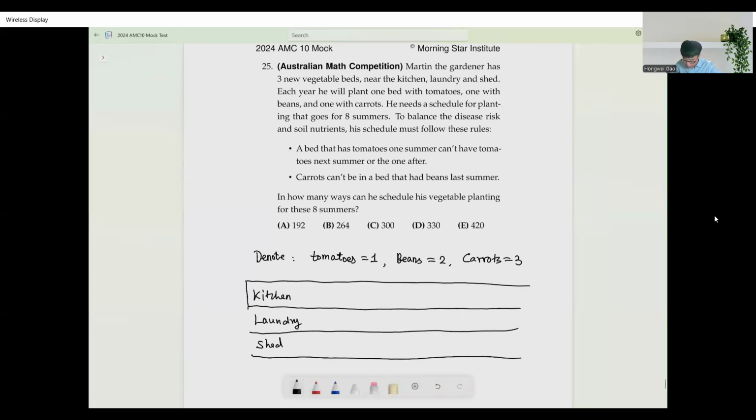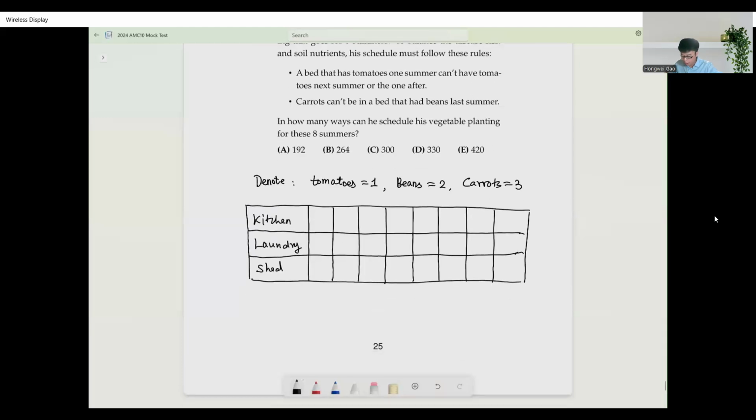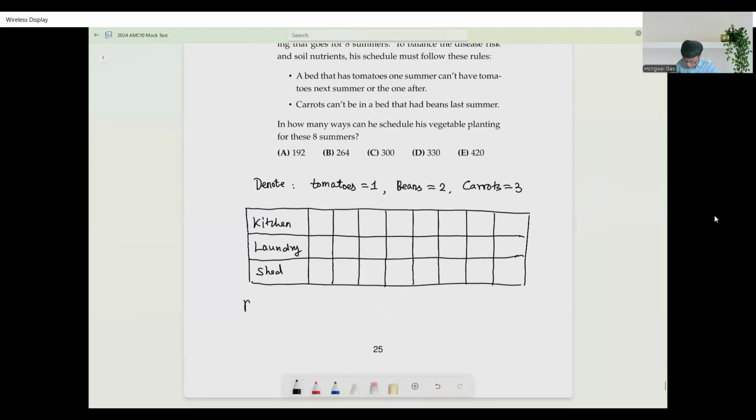To schedule this planting, it's equivalent to put these numbers into the following grids. They are totally 8 years, and we draw 8 columns for the schedule. Now let's look at the rules. First, every year there should be 1 for tomatoes, 1 for beans, 1 for carrots. That means each column is a permutation of 1, 2, 3 in some order.